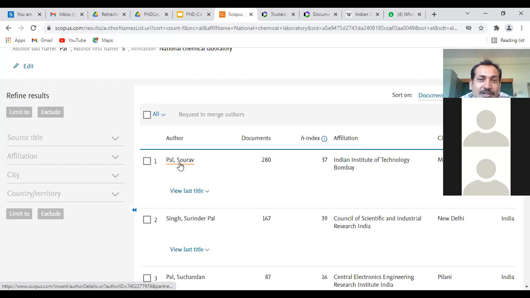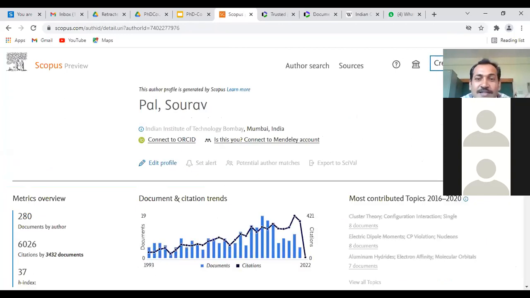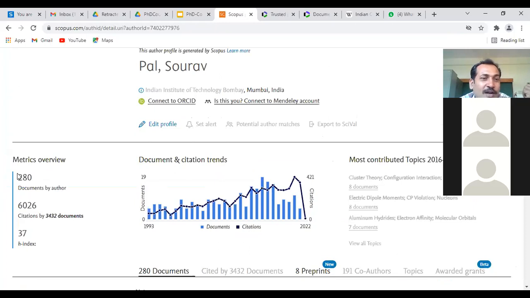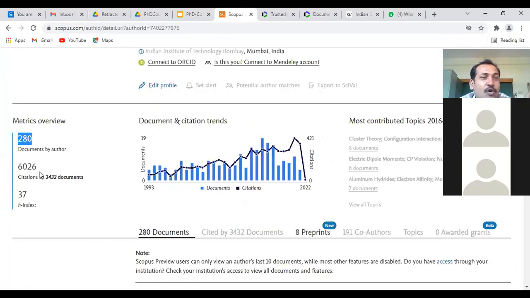Now, if I click on this particular name, I will see the details of this particular person: what work he has done, what things he has done. So I will see this type of citation analysis. Here I see his name and his present address. Now he has 280 documents. How many citations does he have? These 280 documents are cited 6,026 times. It means 6,000 research articles are citing his research. It means this research is cited many times.